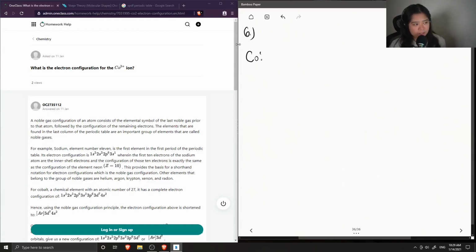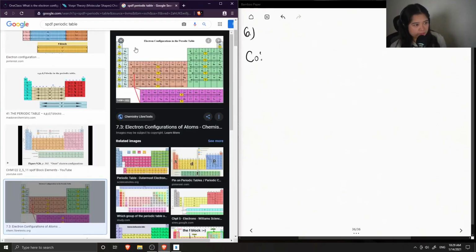When we write the electron configuration of an ion, I first like to find out what the electron configuration is for just a neutral cobalt atom in its ground state. So let's find the electron configuration of cobalt in its ground state first. You can find cobalt here, atomic number 27. Starting from hydrogen, we're going to move left to right, writing the row number and then the block letter.